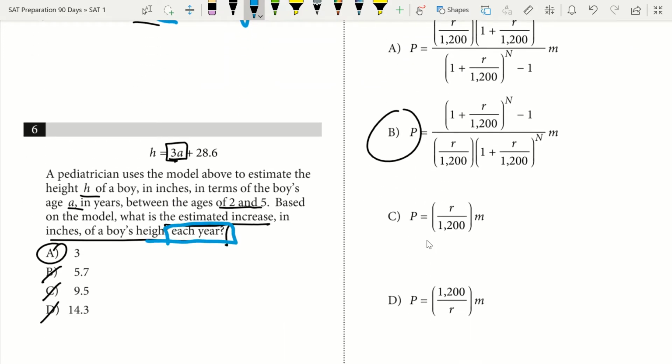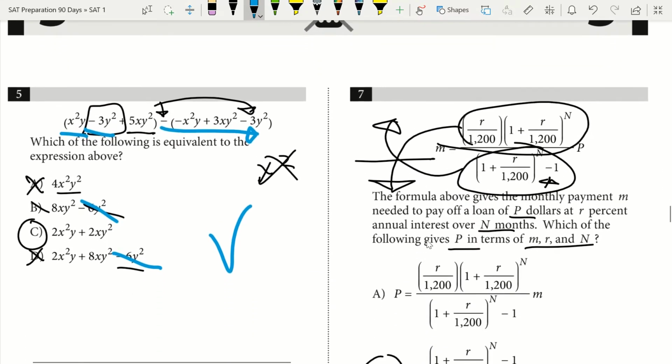I know height is age. Height is h. I see that if it's increasing each year, that must be referring to my slope, which answer is going to be 3. 6 is checked. Number 7, all right, so I see that I'm asked to solve for what p equals.